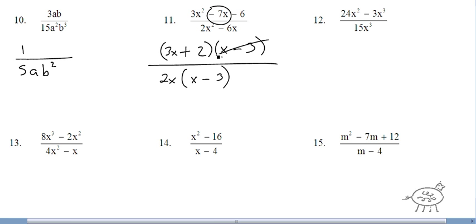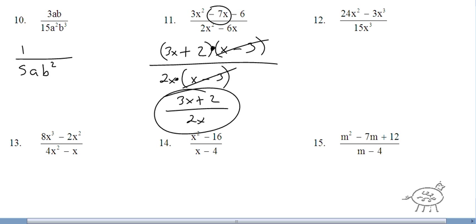Okay? A lot of times stuff is going to cancel out, so the x minus 3's cancel. That's all you can do. Remember what I told you. You cannot cancel unless there is multiplication between terms, which there was. There was multiplication here and multiplication here. So I get 3x plus 2 over 2x. That's your final answer.